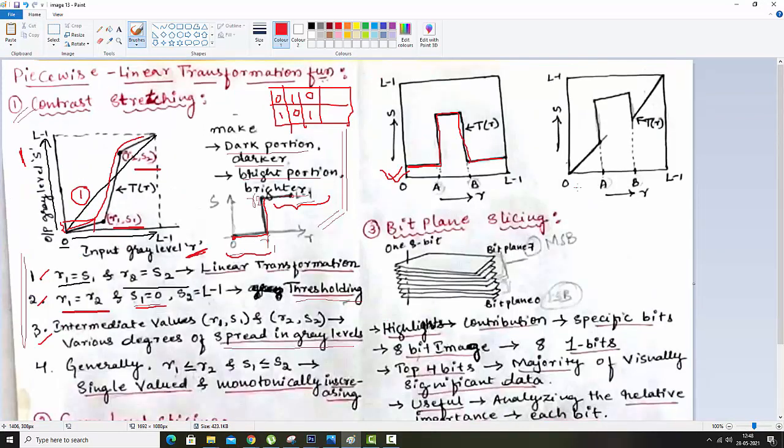And in another approach, the image will remain as it is. That means this one is mapped to the same thing, this one is mapped to the same thing, but only a certain portion we are increasing its value.